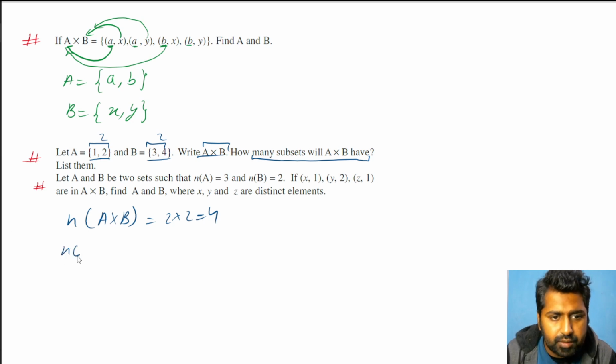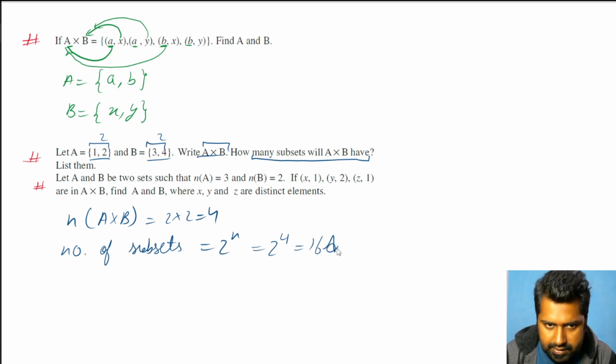So what was the formula for the number of subsets? We have discussed that already in sets. So assuming you know, I gave you the formula for the number of subsets. The number of subsets is equal to 2 raised to the power n. That means 2 raised to the power 4, that's 16. That's your answer. How many subsets will A cross B have? 16.